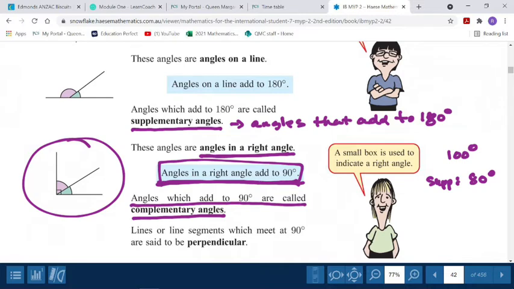All right. Okay. And one other property for lines or line segments which meet at 90 degrees. Lines or line segments which meet at 90 degrees are said to be perpendicular. So it's kind of the opposite of parallel. Right? Parallel means they go on forever without touching. Perpendicular means they cross at exactly 90 degrees. So perpendicular.